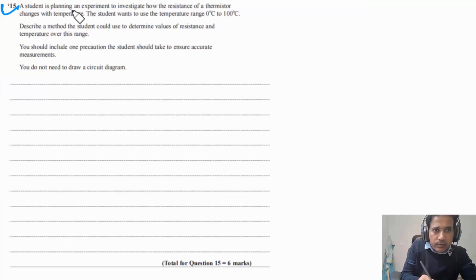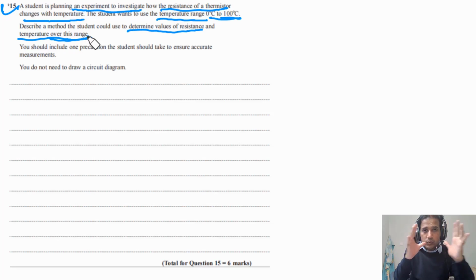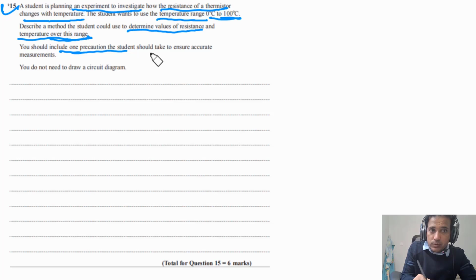Question 15 says a student is planning an experiment to investigate how the resistance of a thermistor changes with temperature. The student wants to use the temperature range 0 degrees Celsius to 100 degrees Celsius. Describe a method the student could use to determine values for resistance and temperature over this range. Over this range, very important. So you have to include this whole range. You should include one precaution the student should take to ensure accurate experiments.